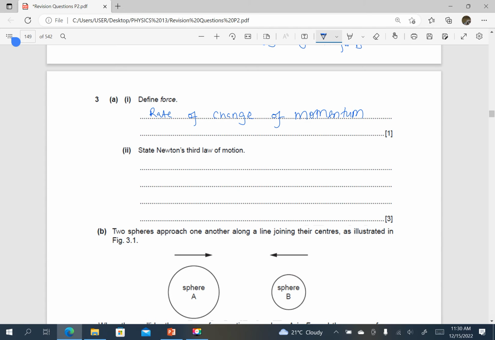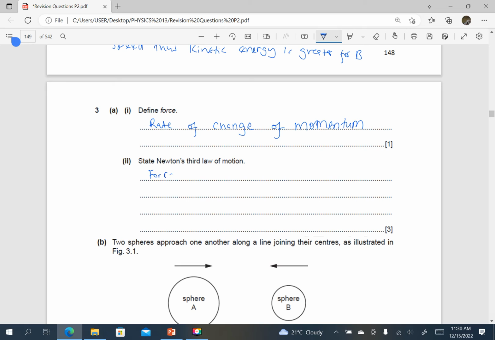Newton's third law, you should be familiar with it. Force on body A by body B is equal in magnitude to force on body B by body A, but the forces are in opposite directions.